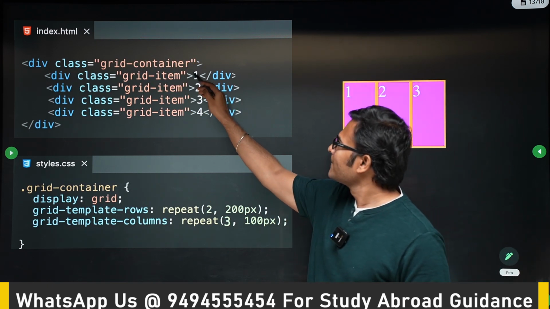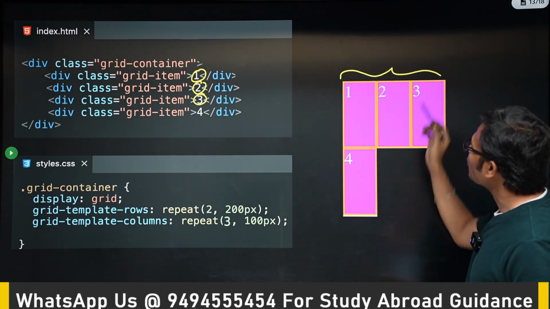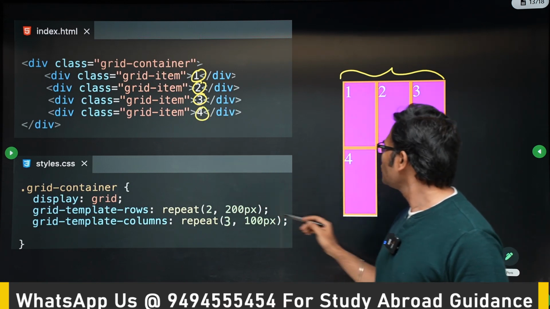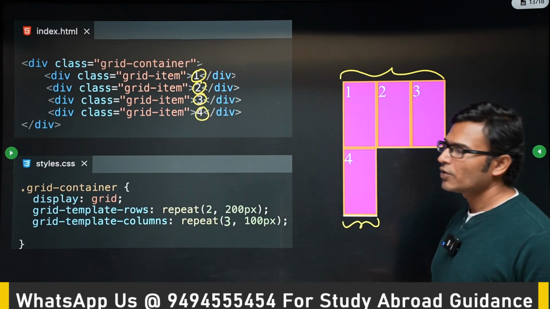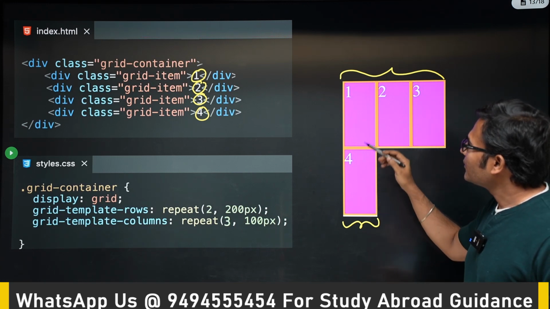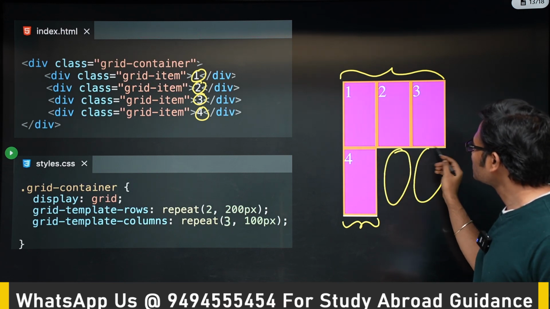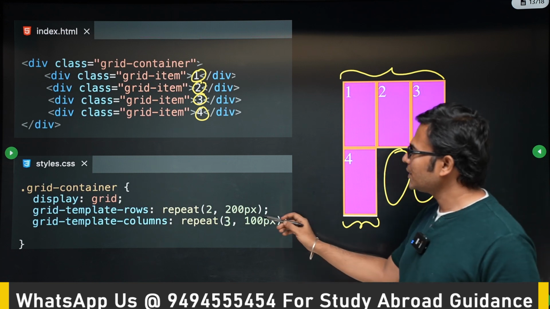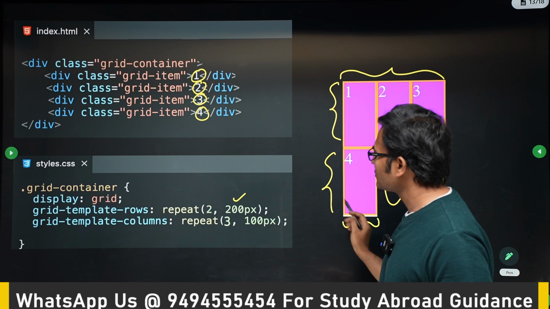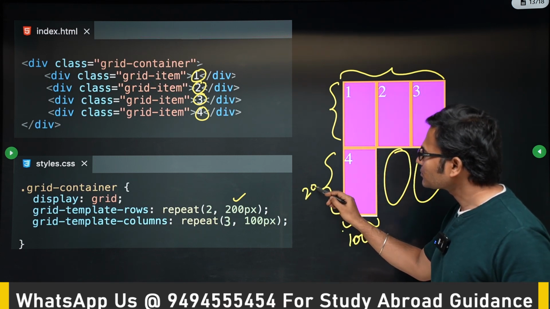So 1, 2 and 3 are going to be in the first row because there are 3 columns, and the 4 is going to be in the second row. Okay. So here if you observe one point, this entire space is left out. Okay. And what about the sizes? Row is 200. Each row is of height 200 here, and each column is 100, 100 and 200.